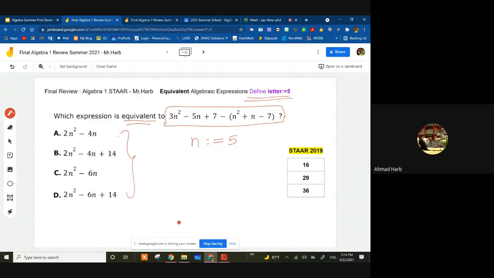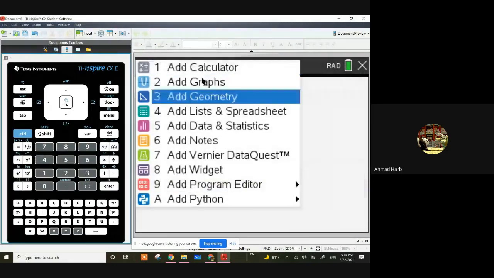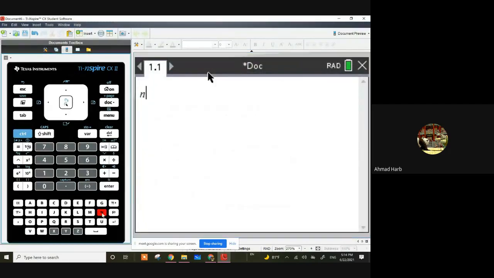So let's go to the calculator screen. Ctrl N, add a calculator, and the letter is N. Control define, and we're going to put in 5. Now you enter the expression exactly as it appears: 3n squared minus 5n plus 7 minus parentheses n squared plus n minus 7, and you close the parentheses. It's already closed. Enter. That gives me 34.